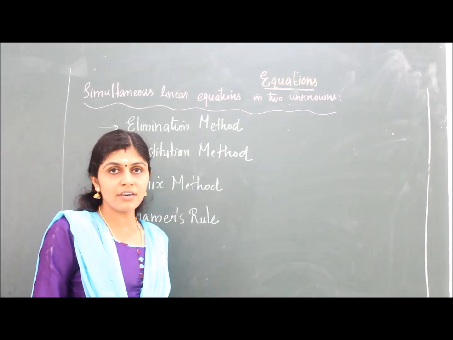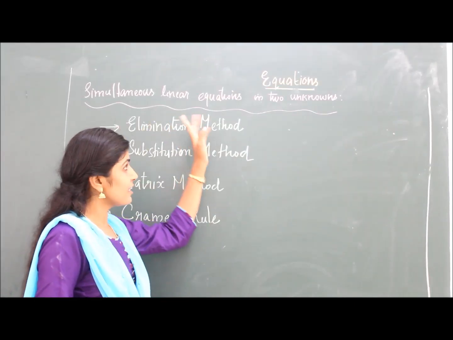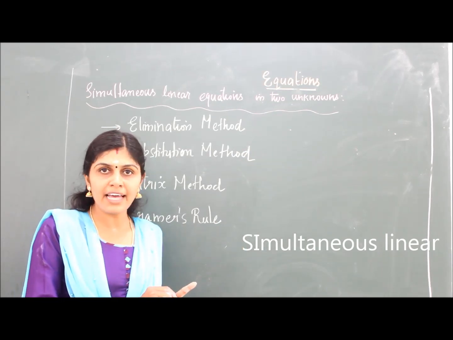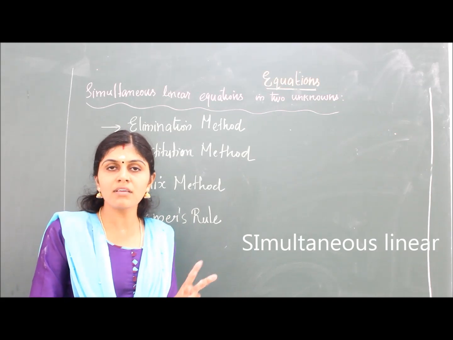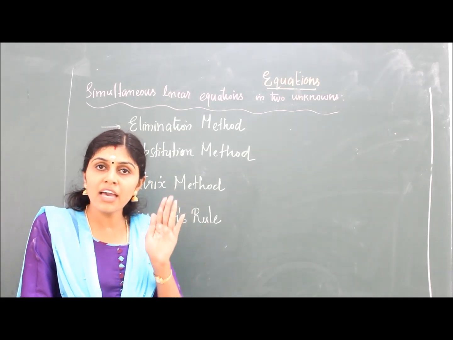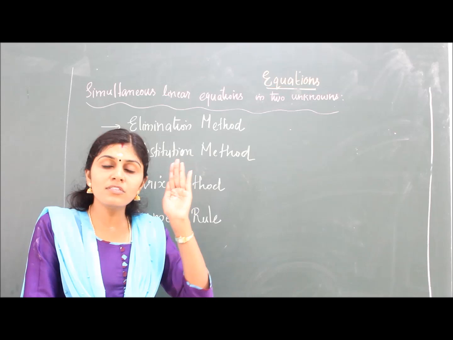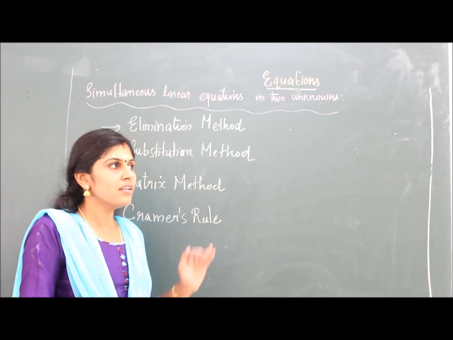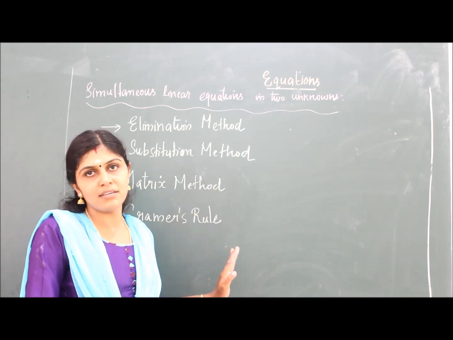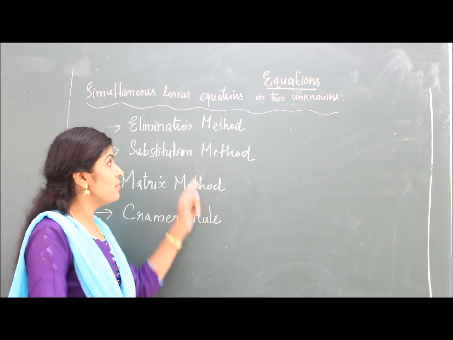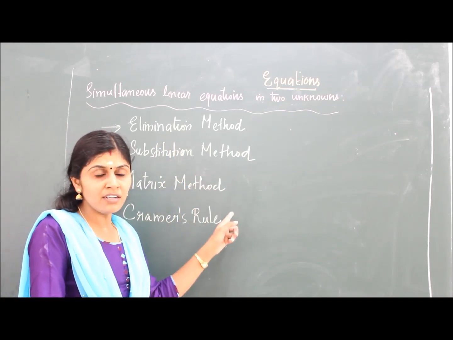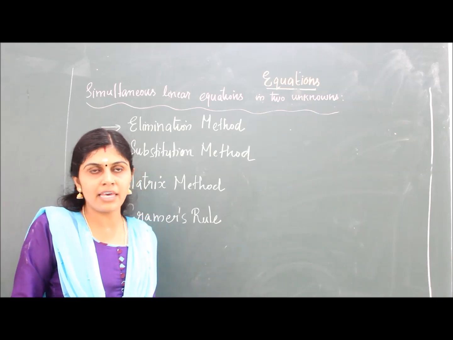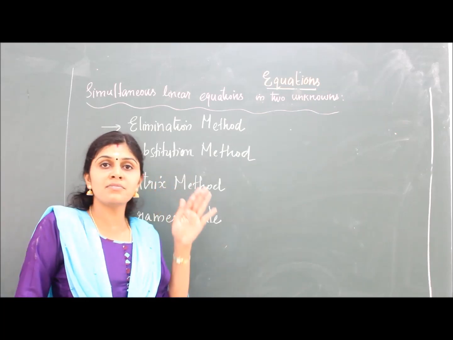So the second category of equations is simultaneous linear equations in two unknowns. In this case, I already told you that we will be given two equations containing two unknowns, and we have to find the values of those two unknowns which satisfy both the equations together. For that we have four methods of solving such equations. The first one is the elimination method. From the name itself, it is clear that we have to eliminate something.